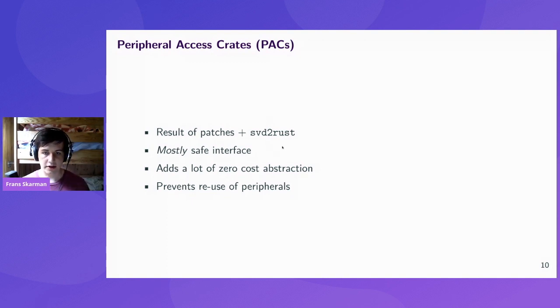Once we have this SVD file, or as PAC, we have a struct representing each register, and we only have one of that for each register. So if we want to share it for some reason, the ownership system will make sure that we do that properly.